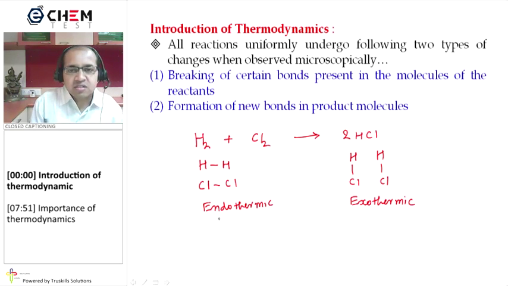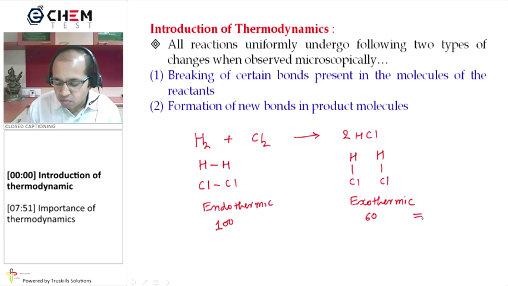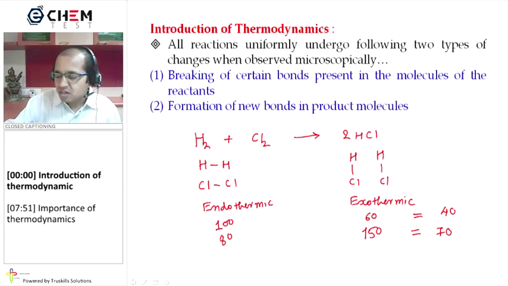Net energy change is an algebraic summation of these two types of energy change associated with the reaction. Suppose 100 units of energy are absorbed to break the bond and 60 units of energy are released to form the bond, then the net energy change of the chemical reaction is 40 units of energy absorbed. Or I can say 80 units of energy are absorbed to break the bond and 150 units of energy are released during the formation of bond, then the net energy change of the chemical reaction is 70 units of energy released in the reaction.